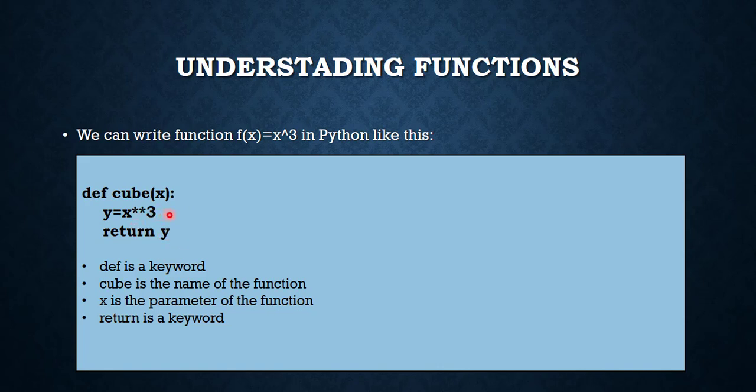See, we have two statements here. Inside the body of the function, we are calculating the cube of x and storing it in a variable y, and then we are returning the value of this variable y with the help of the return statement. Return is a keyword which is used to return a value from the function.